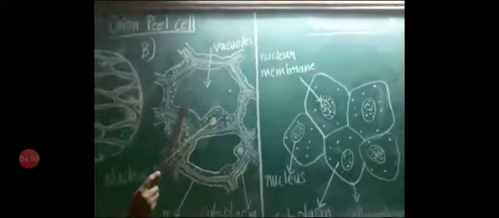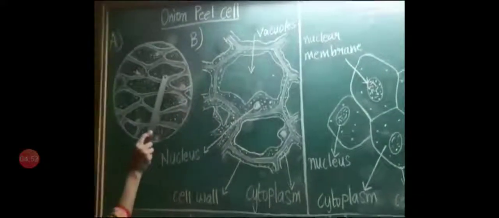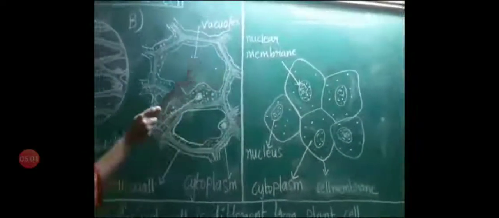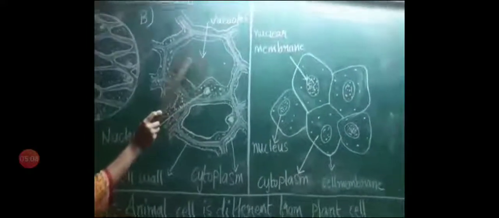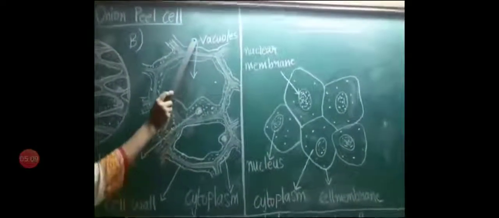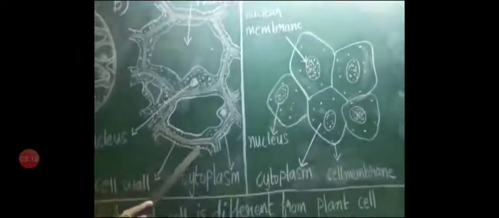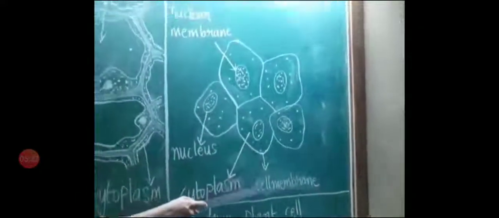So students, what three differences have you learned? Between plant cell and animal cell, a plant cell has a rectangular shape, whereas an animal cell is of irregular shape. A plant cell has a vacuole at its center, and a human cheek cell has a nucleus at its center. Third difference what you have learned, that a plant cell has a cell wall, whereas a human cheek cell has a thin membrane, and that thin membrane we call the cell membrane.